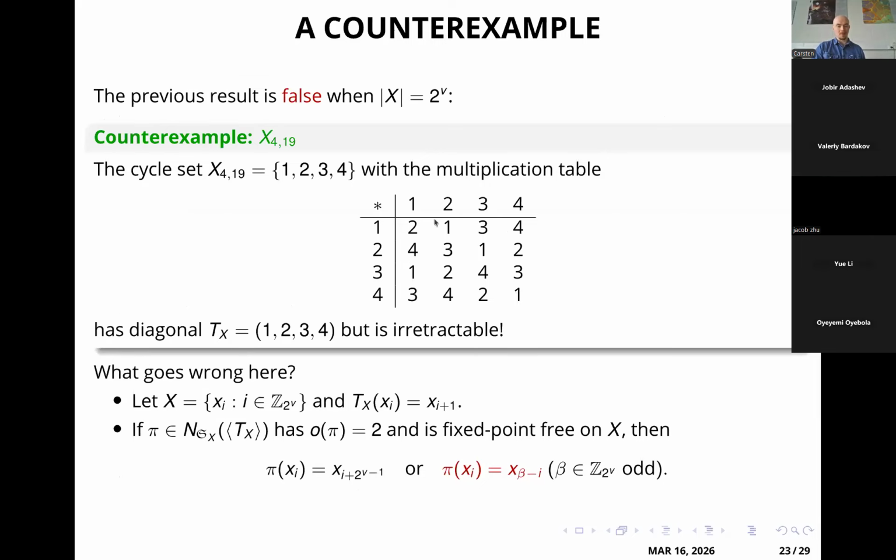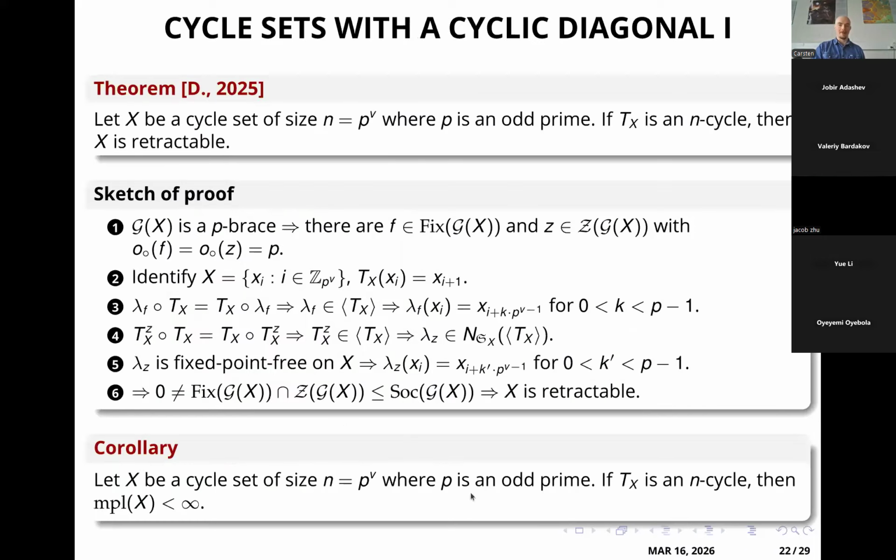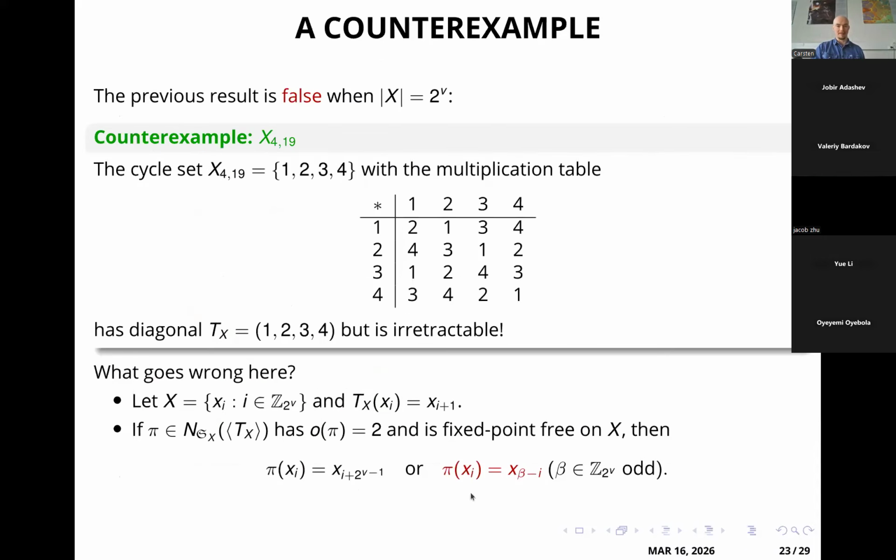And now the problem is, why does this proof not work? Well, it turns out that there are fixed point free elements in the normalizer of the group generated by the diagonal that are not in the fix. Namely, it's simply this reflection. And so what has been a half-page proof before now becomes a proof that takes over 6 pages in order to show that this is the only counterexample.